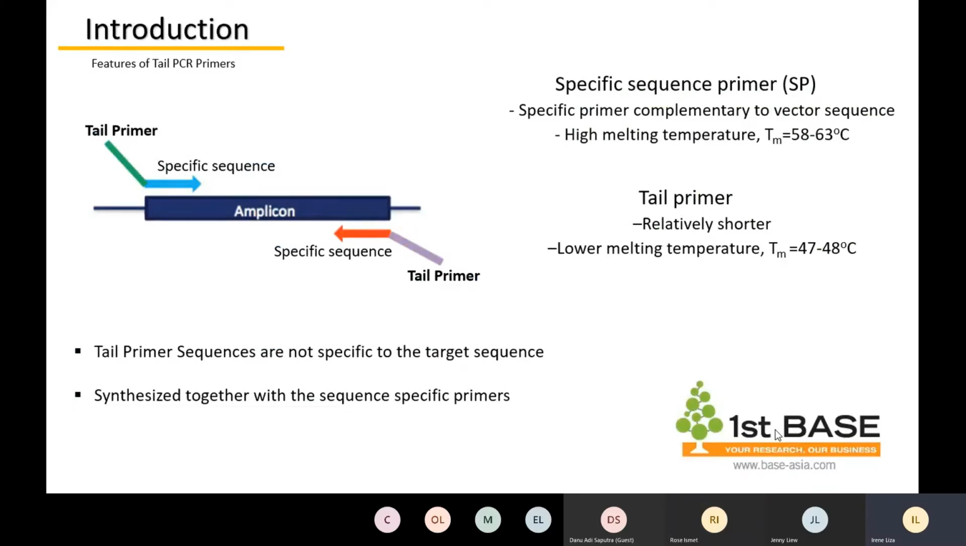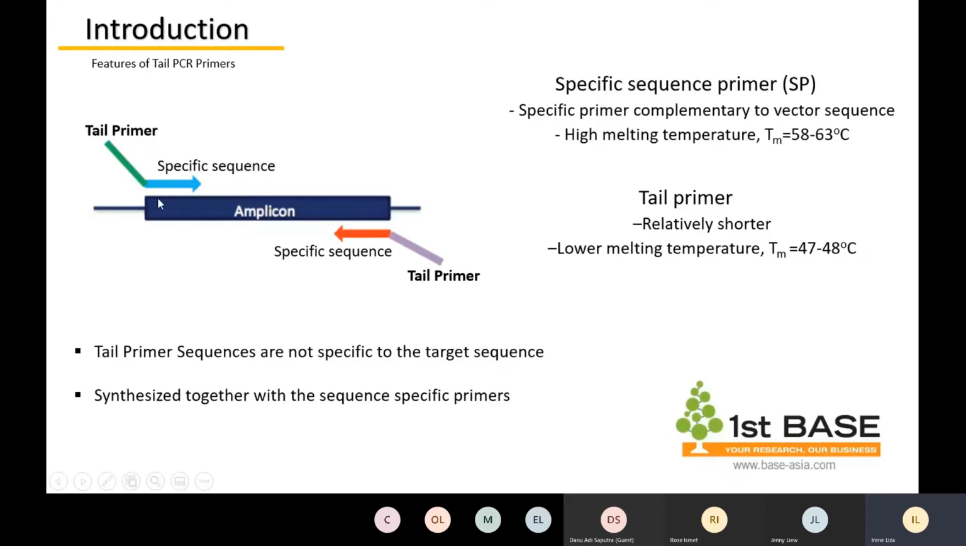So these are some of the features of the tail primers. If you see, you have an amplicon here, and you usually have primers that are very much specific to the sequences of the amplicon. So you have a specific sequence, these are the primers, and attached to the primer are the tail primers. So basically these tail primers are non-specific sequences. The tail primers are usually non-specific, and they are actually synthesized together with the sequence specific primers, which are also known as your target primers.